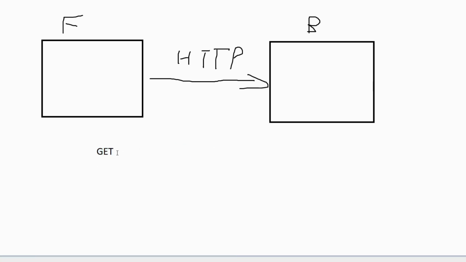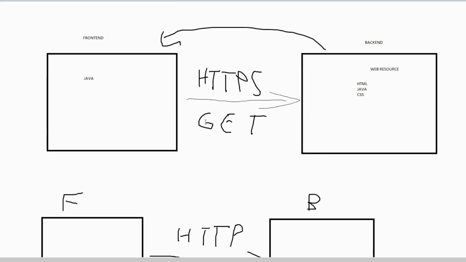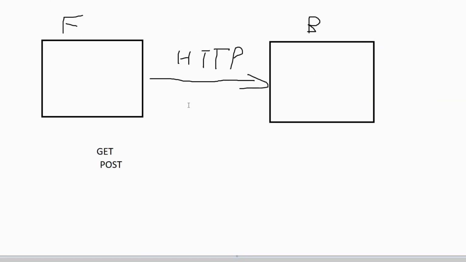So we have the GET, and we have the POST. What is the GET method? As I explained before, the GET method is just to ask for something, for example a resource, from the web app, and the web app will search for this resource in the web resources and will answer us with the resource that we have asked for. But the POST method is to send some data to the backend.